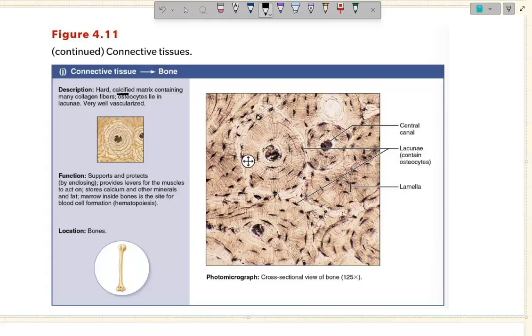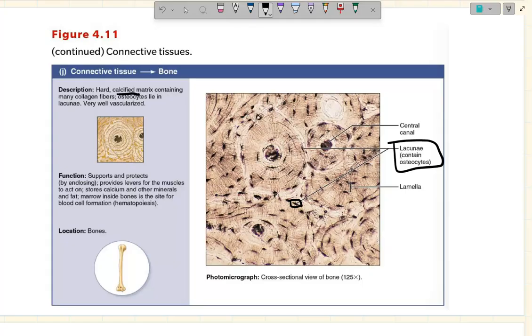So this is a very calcified matrix, right? We see many, many collagen fibers, which are all the little lines that are stained. We see a lot of collagen fibers that give bone a lot of its strength, as well as the calcification within its matrix. The osteocytes are the cells found in bones, and these also are in their little lacunae, very similar to chondrocytes. So they're in this little pocket right here. They have little pockets around them.